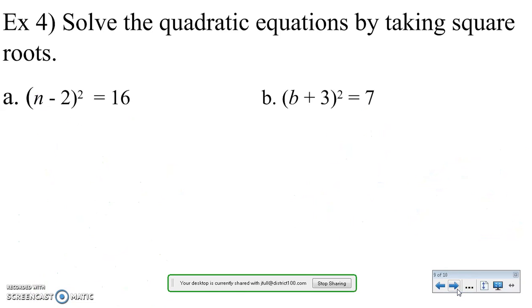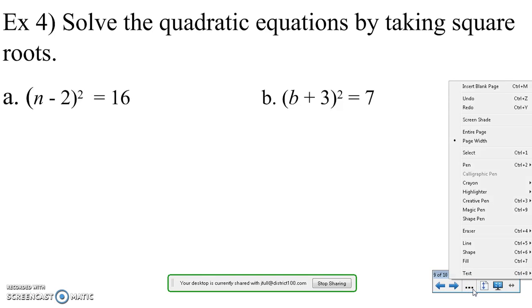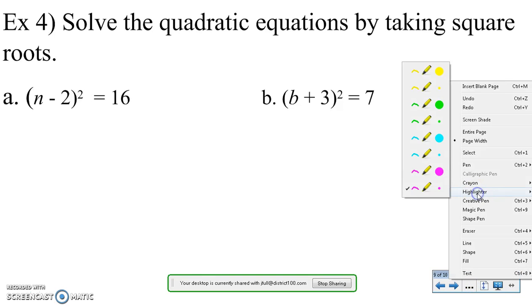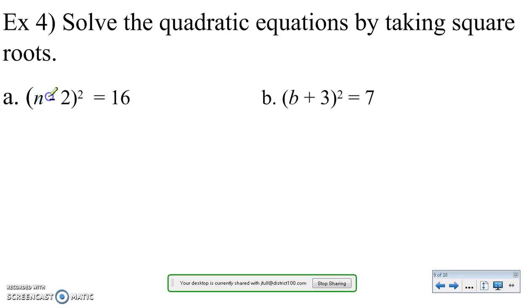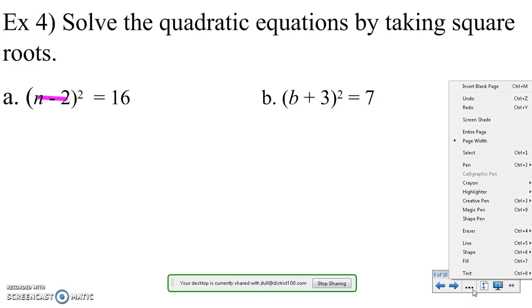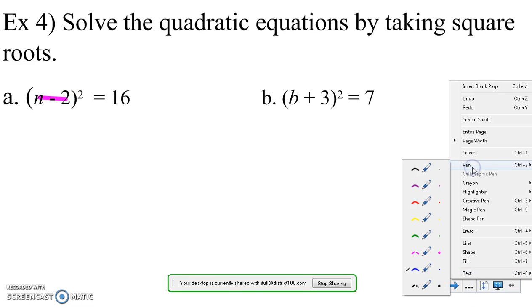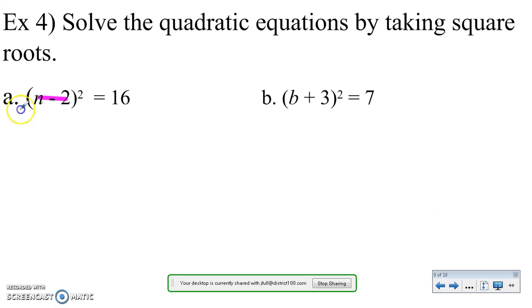Okay. Next one looks a little different because there are some parentheses in there, and it changes how we approach that first part. Okay, this whole thing is being squared, so we need to go ahead and make sure that part's by itself before we take the square roots. And notice that the parentheses are the only thing on that side. So we're going to go ahead and do this way. Take the square root of both sides. Square root of 16 is 4. Don't forget your plus or minus sign.